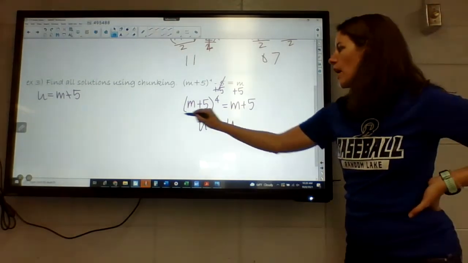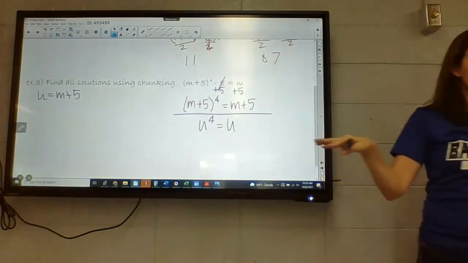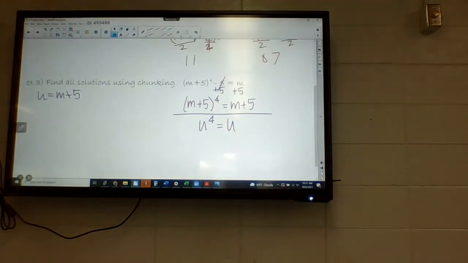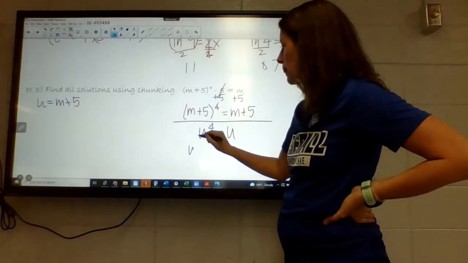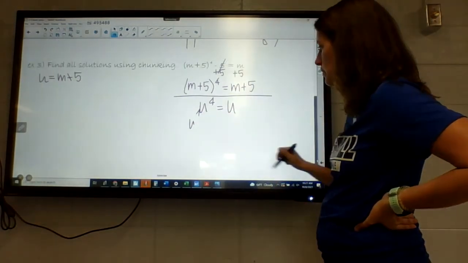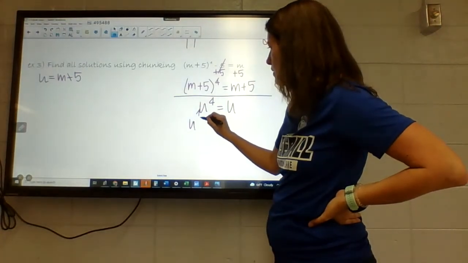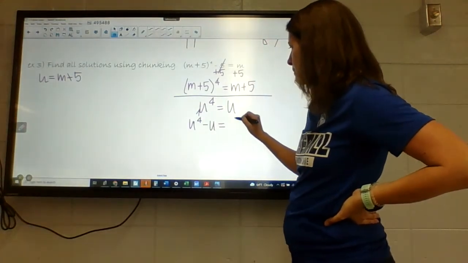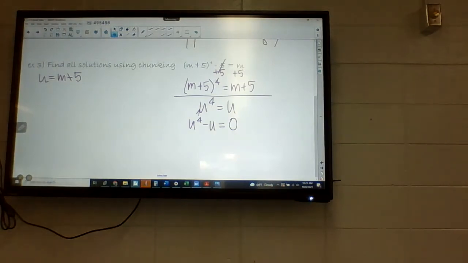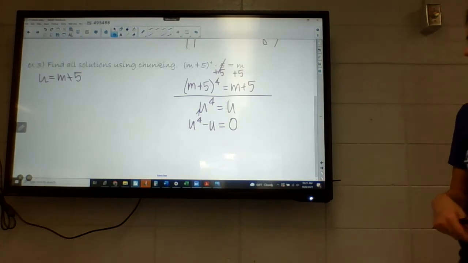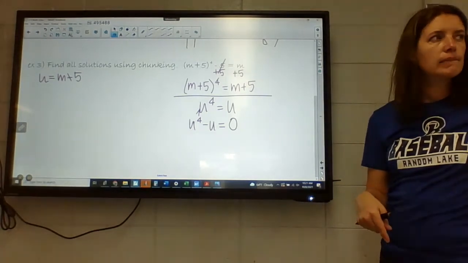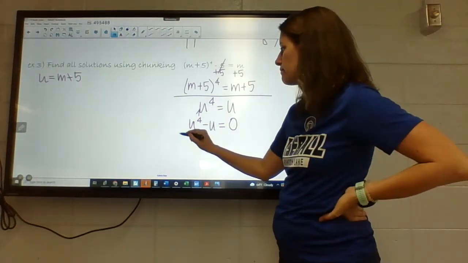So try to ignore m plus 5 right now. How would you guys solve this? How would we solve something like this? Well, I'd like it to equal 0, right? So let's make that happen first. So move that u over. Now what can we do? By factoring. What can we factor out? Take your u out.